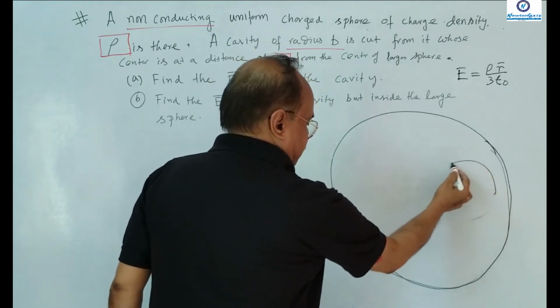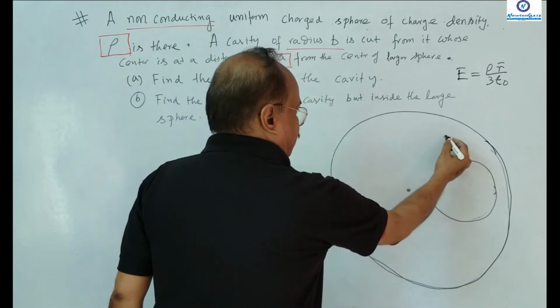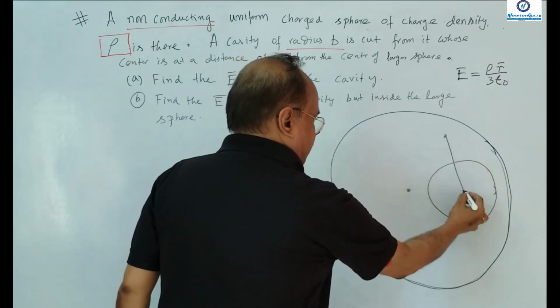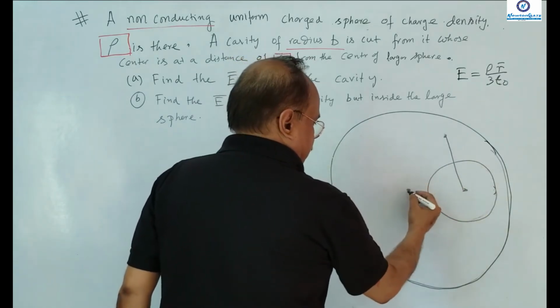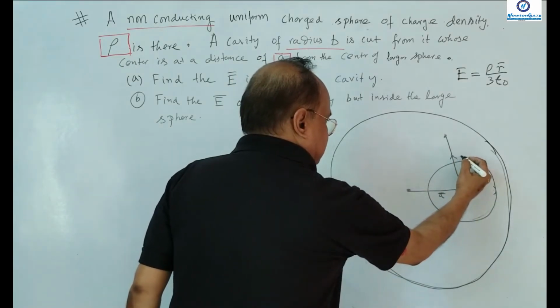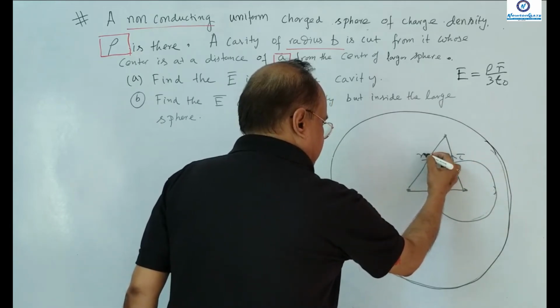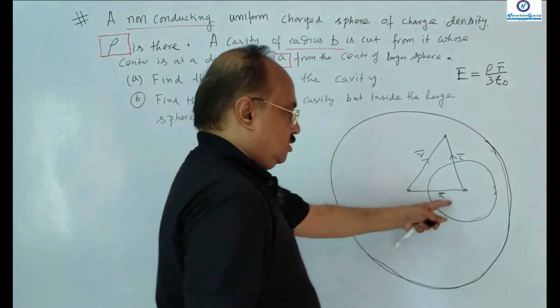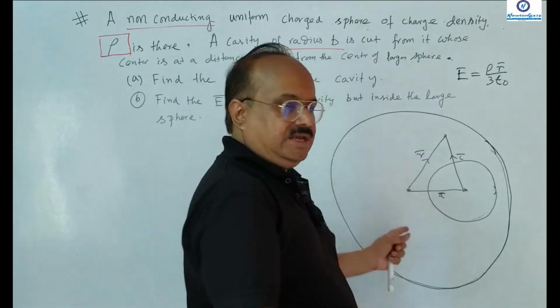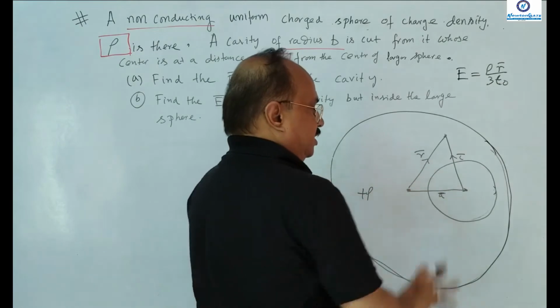This cavity was there, and this is the point, and I have to find the electric field at this point outside the cavity here. This distance, you know, is your vector A. Again, let us think this vector is your vector C, and this is vector R. Let us take it.